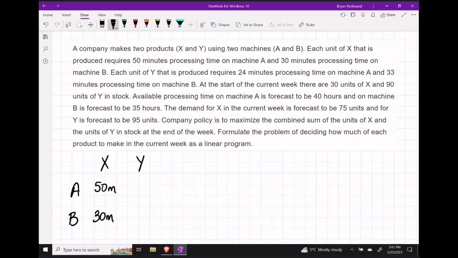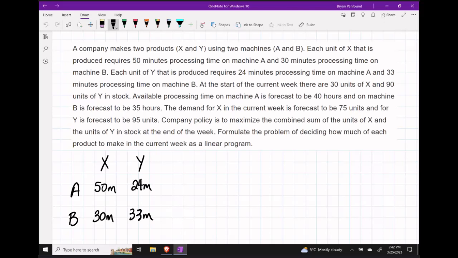Next, let's suppose that each unit of X requires 50 minutes of processing time on machine A and 30 minutes of processing time on machine B. Next, we know that each unit of Y requires 24 minutes of processing time on machine A and 33 minutes of processing time on machine B.